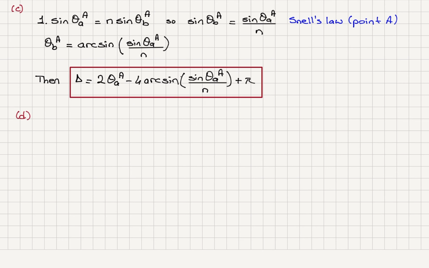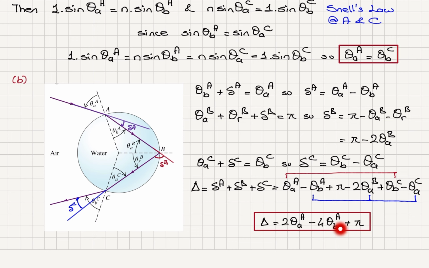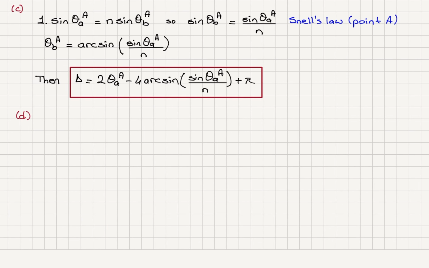And if I write Snell's law at point A, 1 times sine of the angle of incidence is n times sine of the angle of refraction. This tells me that the angle of refraction at point A can be written in terms of the angle of incidence at point A and the index of refraction. And if I substitute that for 4 times the angle of refraction at point A, you can see that all of the deviation can be written in terms of the angle of incidence and the index of refraction of the medium.